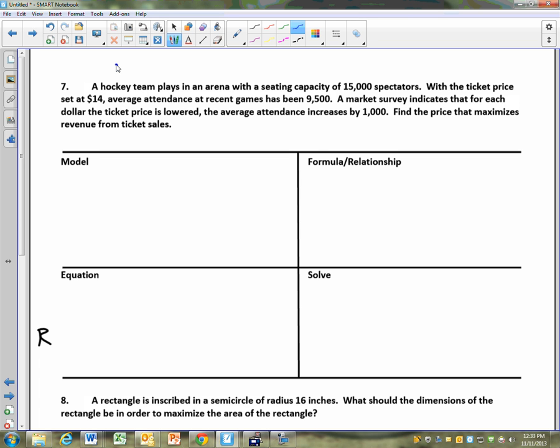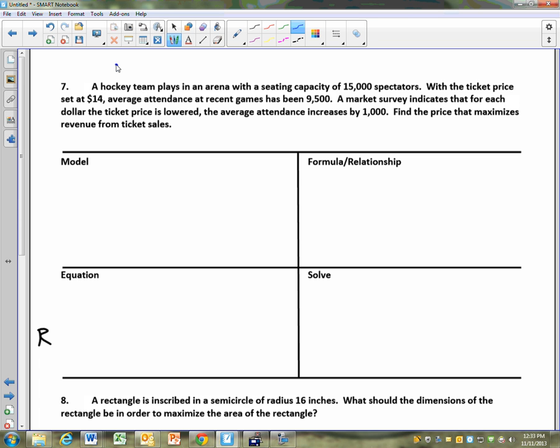A hockey team plays in an arena with seating capacity of 15,000 spectators. With the ticket price set at $14, average attendance at recent games has been 9,500. A market survey indicates that for each dollar the ticket price is lowered, the average attendance increases by 1,000. Find the price that maximizes revenue from ticket sales. Maximizing revenue from ticket sales.